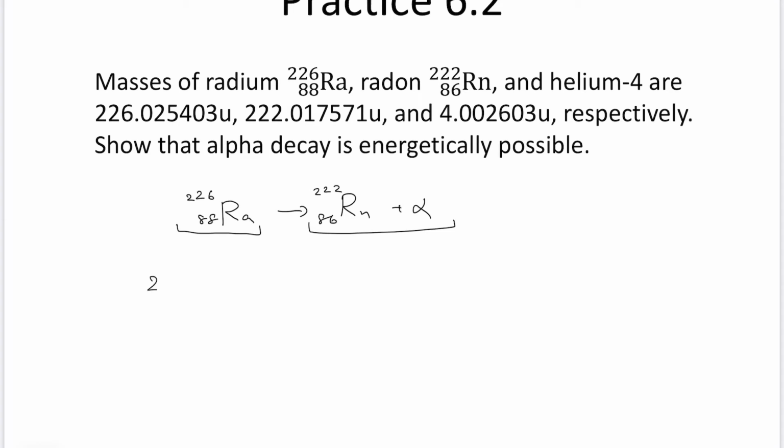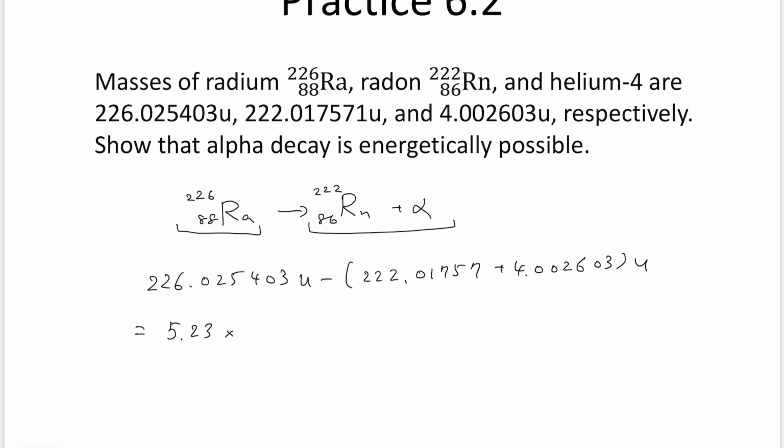So the mass difference is 226.025403 U minus the sum of the two masses, 222.017571 plus 4.002603 U. So if you use the calculator, it becomes 5.23 times 10 to the minus 3 U. So this is a positive quantity.